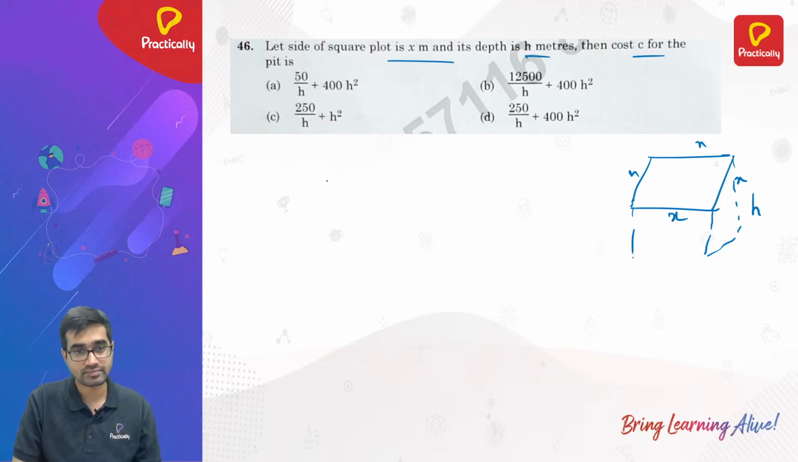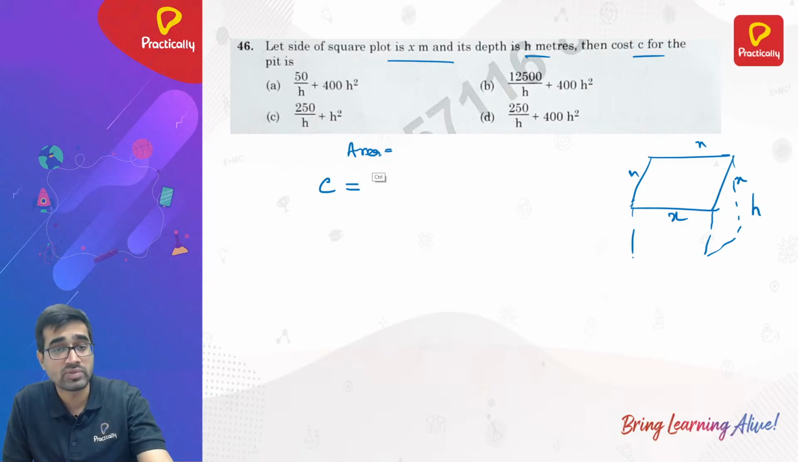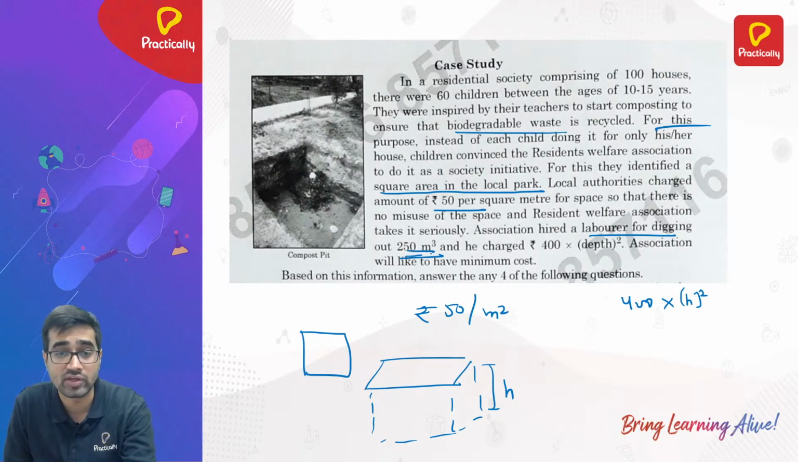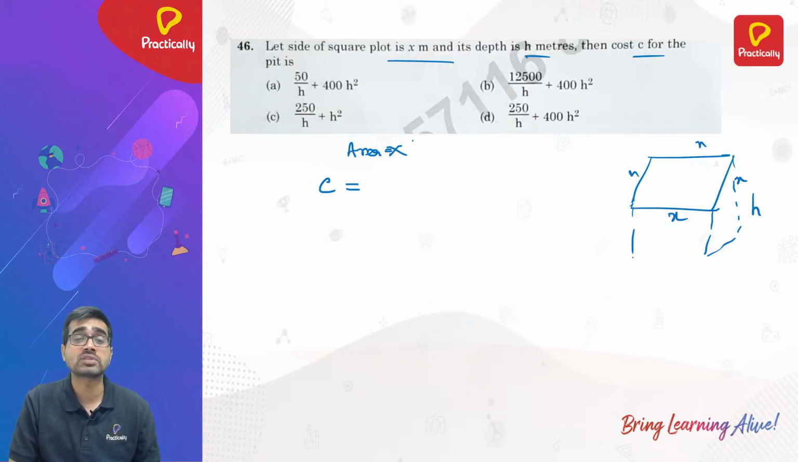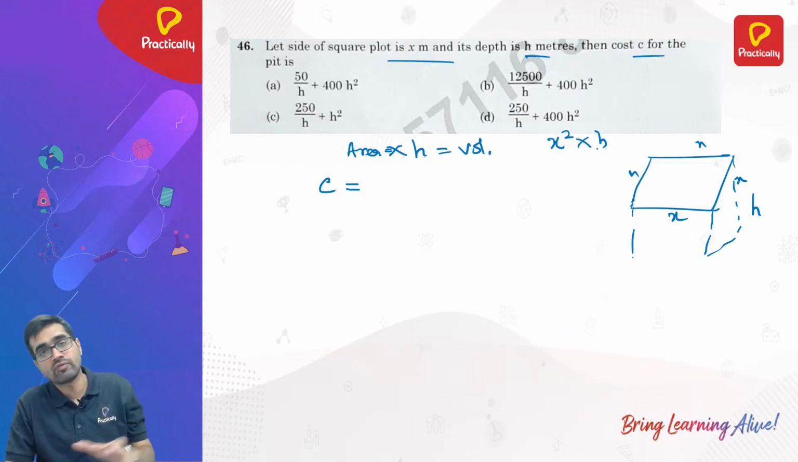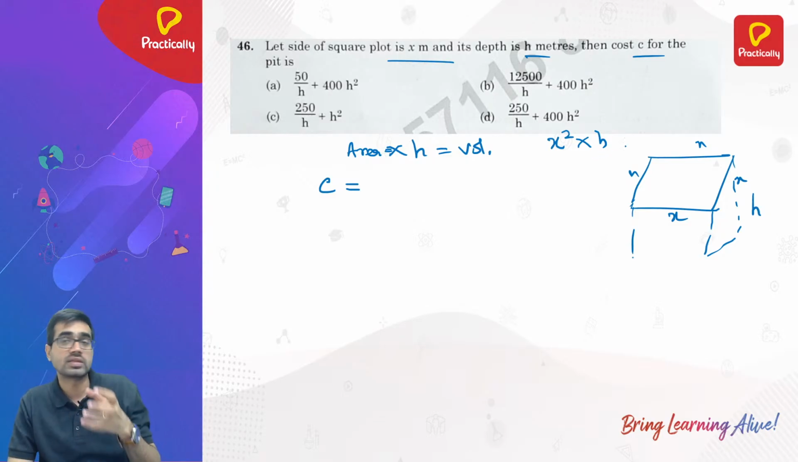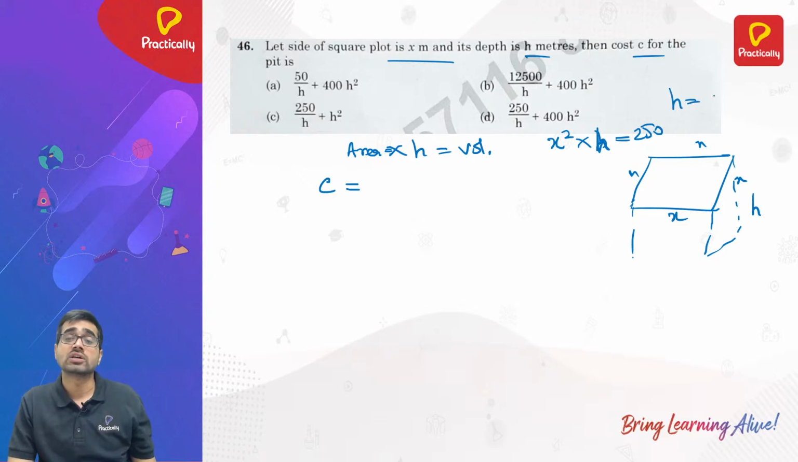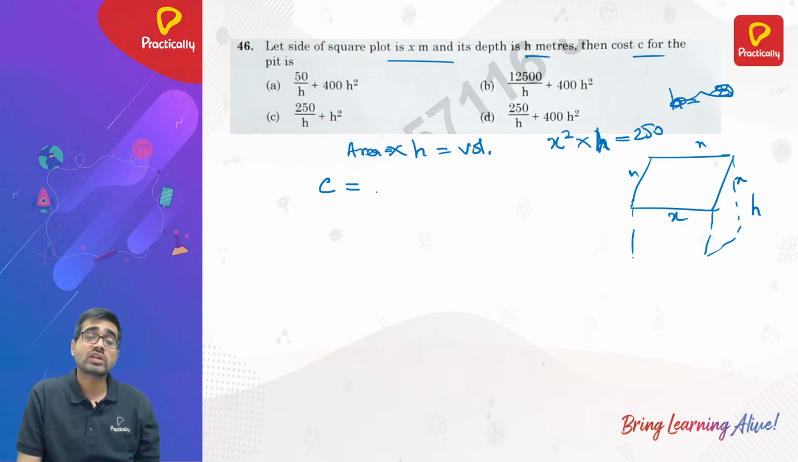What is the cost C? First of all, the cost is dependent on 2 factors. The area. What's the volume they are taking out? See, 250 meter cube. So area times height is volume. So area is x squared, surface area, times height is the total volume of the earth dug, is equal to 250. So what is x? What is h? Let's wait.